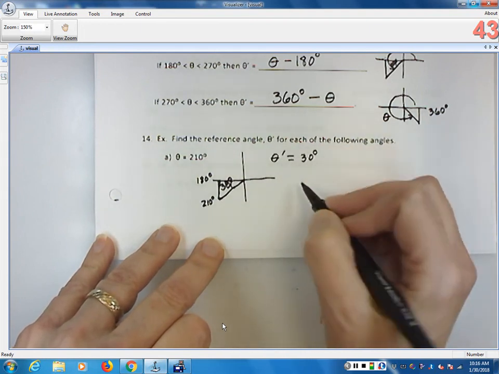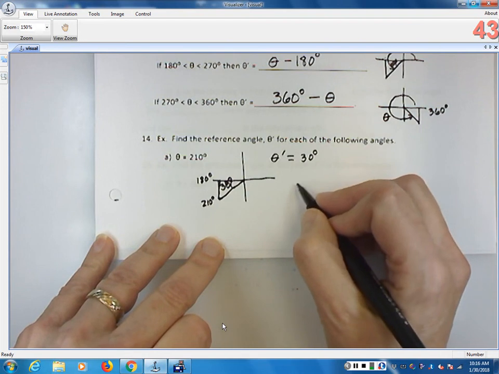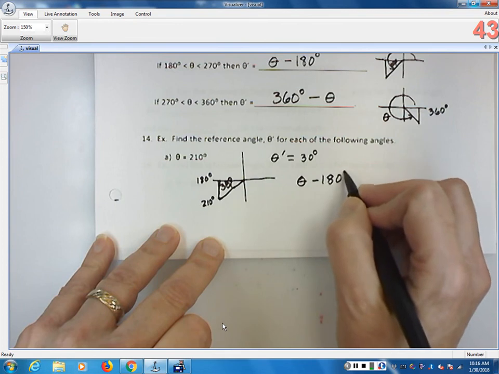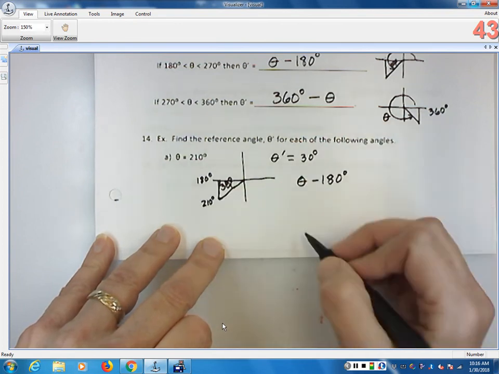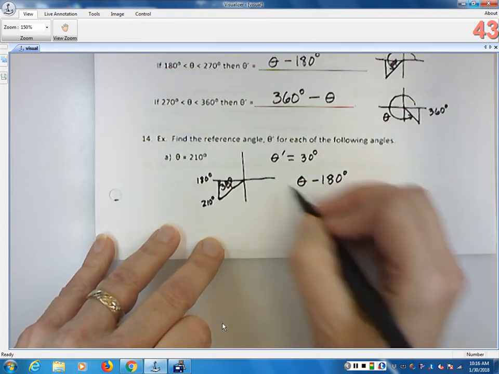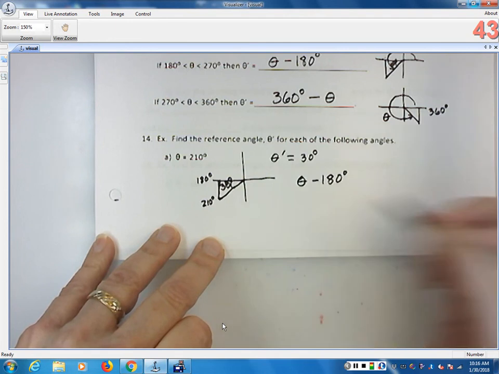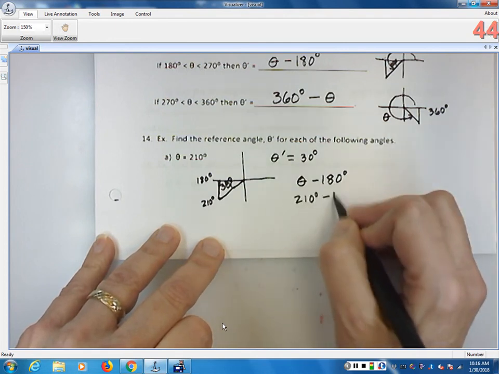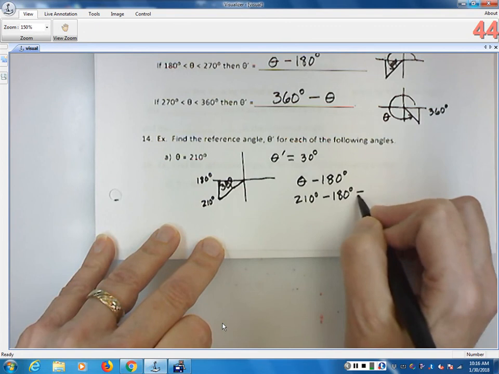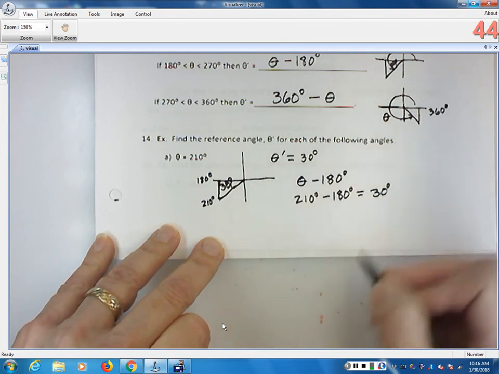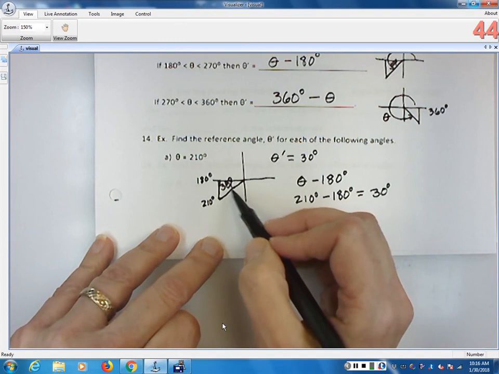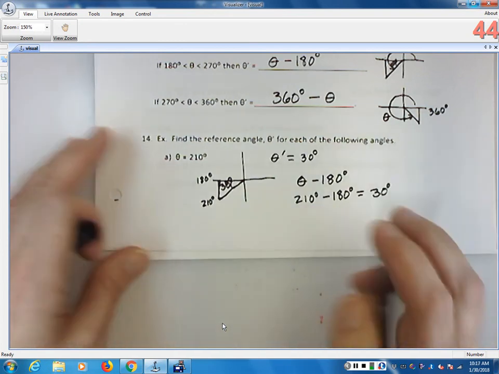You don't have to do theta minus 180. You can draw the picture and figure out your angle instead of memorizing these things. Draw the picture. This would be 210 minus 180 is 30. So you don't have to do this. You can just draw the picture, figure out what that angle is.